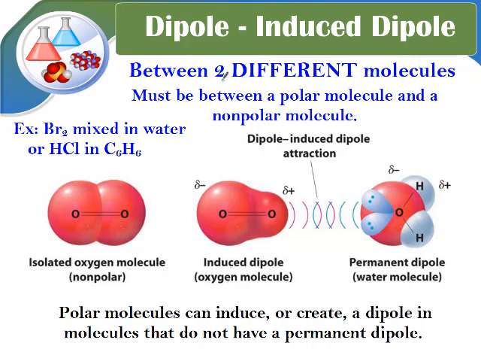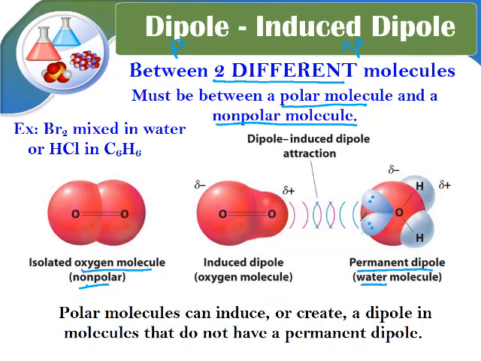Dipole-induced dipole also must be between 2 different molecules. But this one is dipole, so a polar molecule is inducing a dipole in something that doesn't normally have a dipole. So this is nonpolar. So it must be between a polar molecule and a nonpolar molecule. So here we have oxygen. Oxygen is nonpolar. Then we have water, which has a permanent dipole because it's always polar.